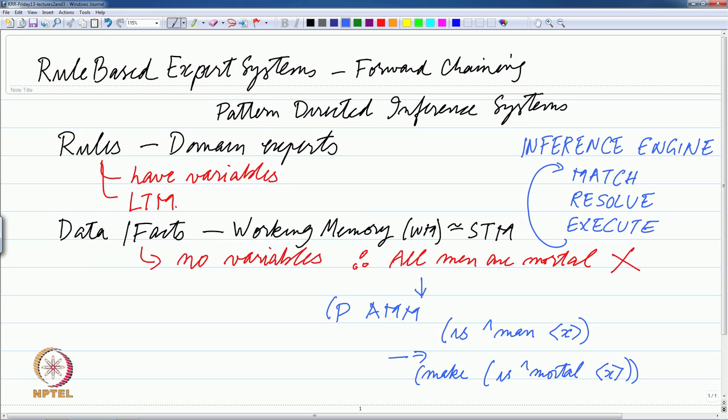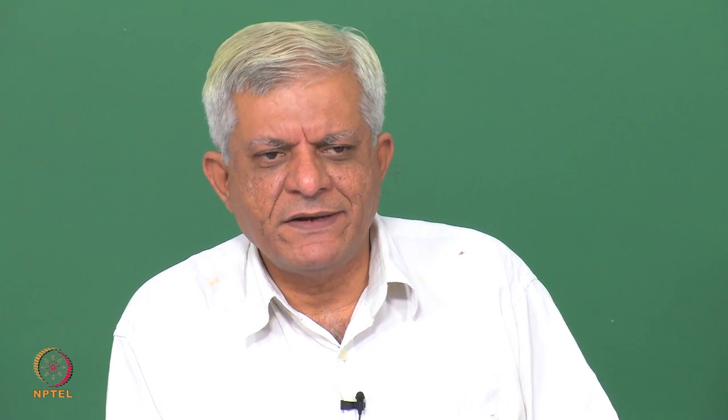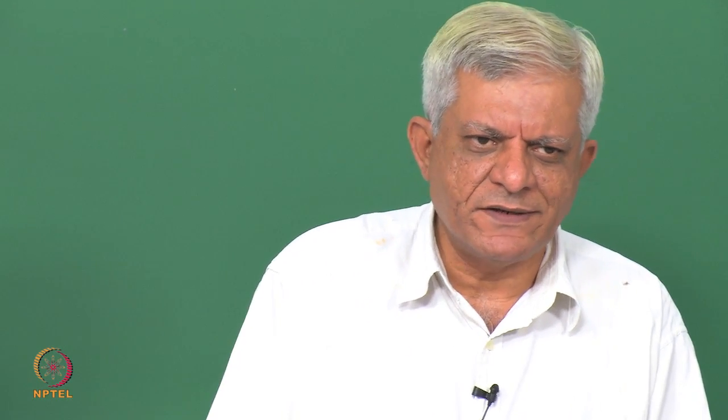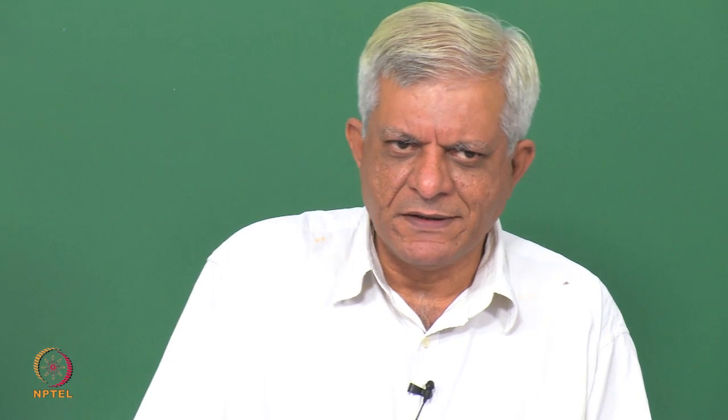So, when we are talking about first order logic, we did not have the distinction between rules and facts essentially. Everything was a formula. The only rules that we talked about, like modus ponens, were really meta rules. They were not really rules in the language. But in forward chaining expert systems, we are separating the rules from the facts. Rules have variables and rules go into the long term memory, whereas facts are simply factual statements about the real world that you are talking about essentially.